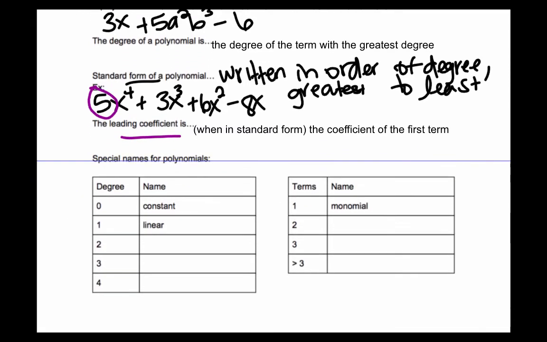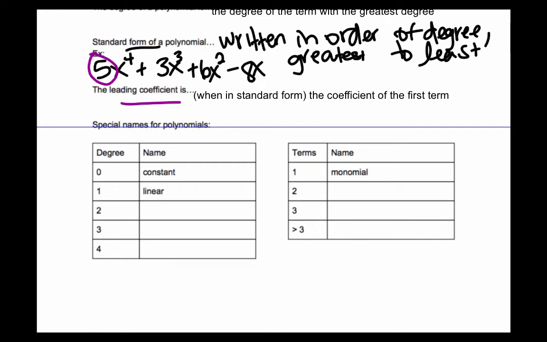All right. So now let's look at some special names for polynomials. Again, this is in your book on page 497. I'm going to have you fill that in from your book. You need to go to your book and fill that in from page 497. You need to know what these are and know examples of them.